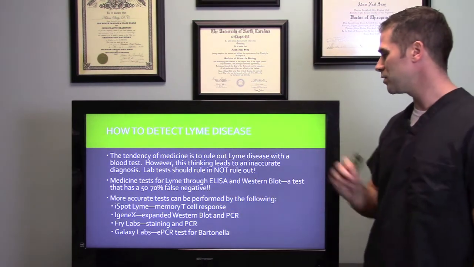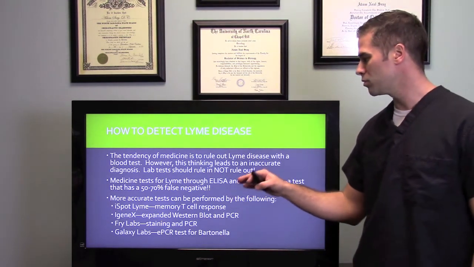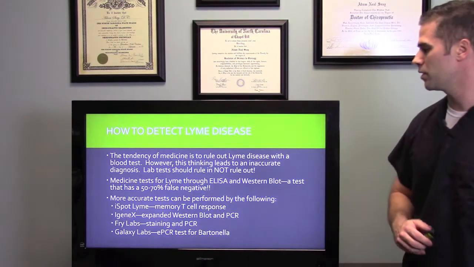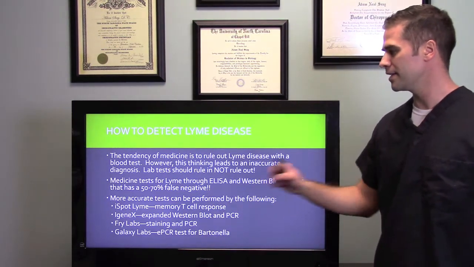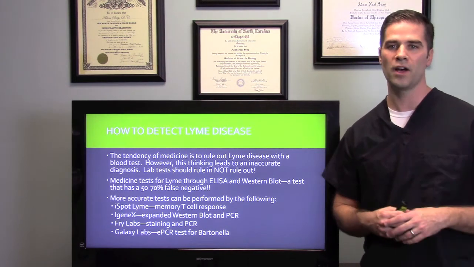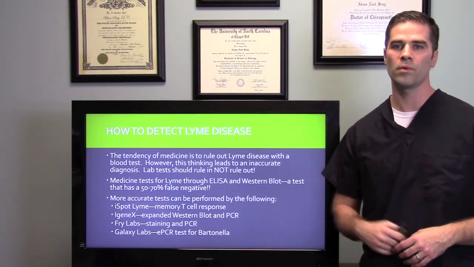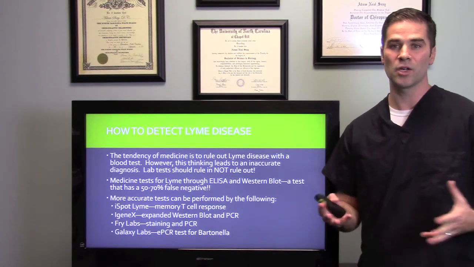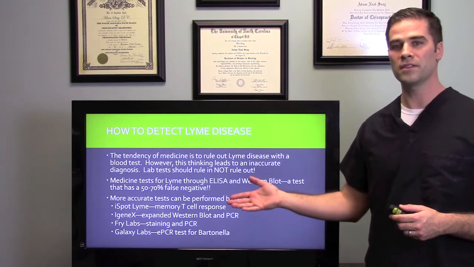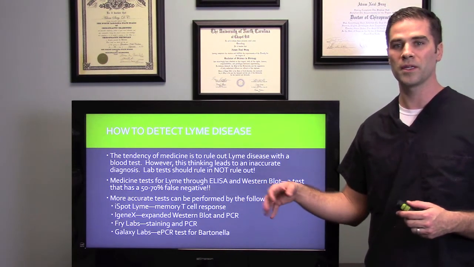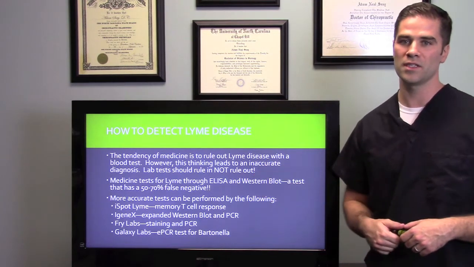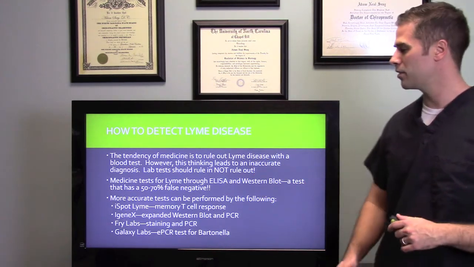However, this thinking leads to an inaccurate diagnosis. Lab tests should rule in, not rule out. Medicine tests for Lyme through an ELISA and a Western blot, and this test, again, has a 50 to 70% false negative. You have a 50-50 shot flipping a coin, so you can see how horrible this test is, but this is the gold standard according to the CDC for finding Lyme. So again, of those cases that were reported, only 10% were actually being reported to the CDC, and that's from this test. And you can see this is really a big problem we have on our hands.